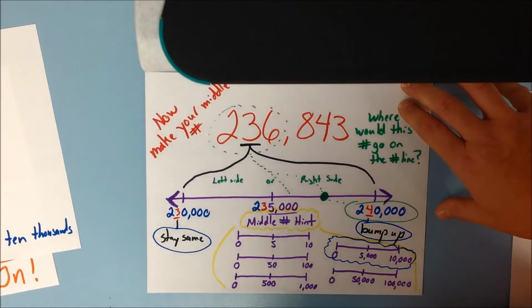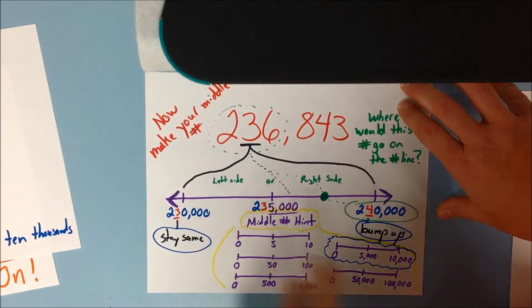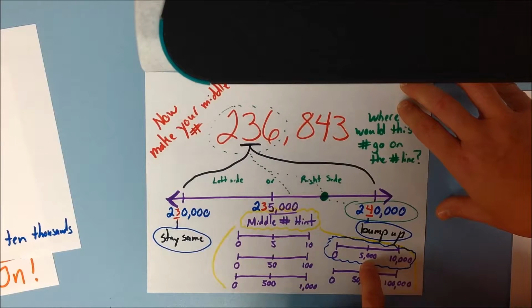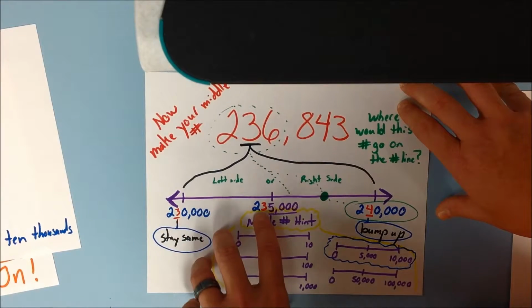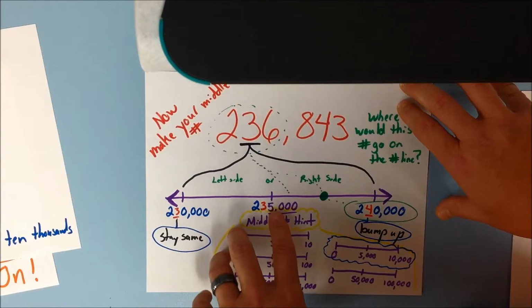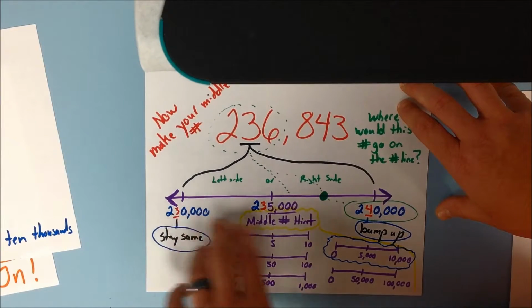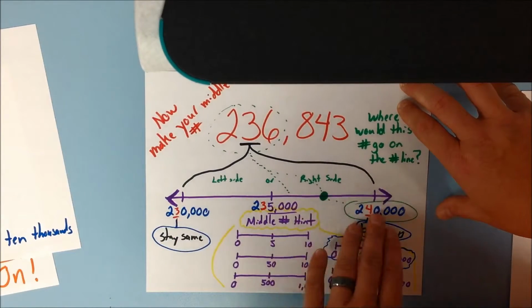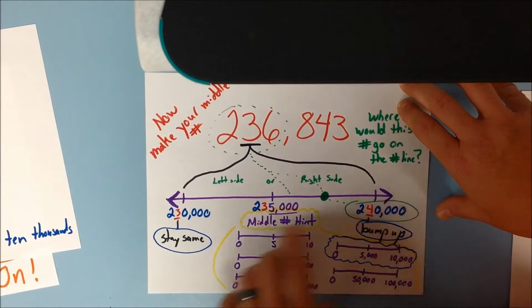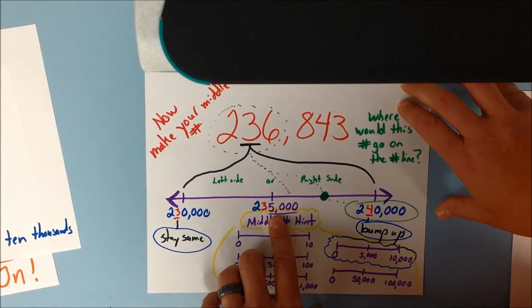So again, on this one, we rounded to the nearest 10,000. So let's go check out what's going to be in our middle. Well, here's the 10,000s, so we're going to have a 5,000 in the middle. If you notice, it goes 235,000. So my 2 and 3 stay the same, and then you see my 5,000 right there. So that's how I make my middle. In between 200,000s, we have a 5,000.